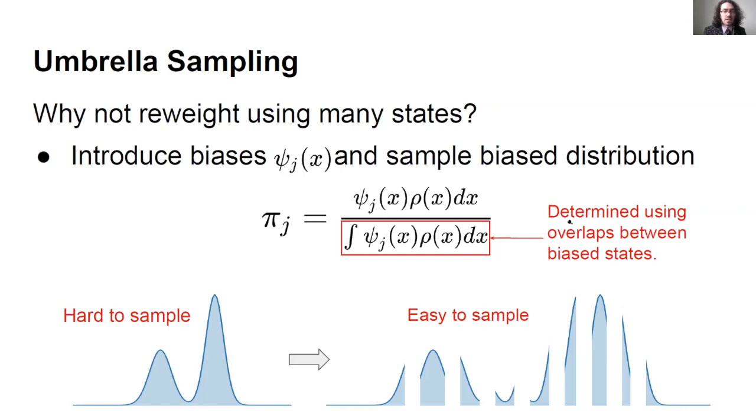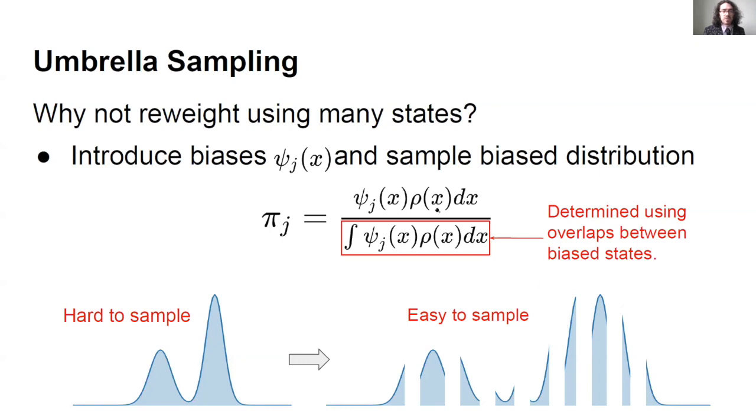This really gives me a lot of flexibility in what I can do. One thing I can do is choose these psi's to be overlapping indicators on my original distribution. Once I do this, I've chunked my old distribution into several chunks. Each of these chunks is reasonably easy to sample because they're all reasonably unimodal, and the difference in the probabilities is not as big.